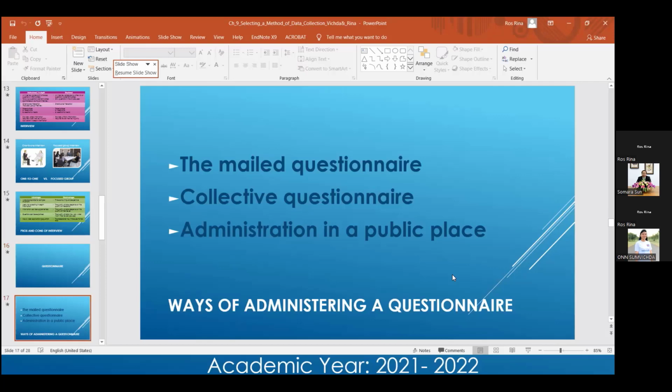And here is about the way of administering a questionnaire. So we have three. We have the mail questionnaire. So the mail questionnaire, as you know, is something where the researcher prepares a list of questions, and then sends it through mail to the respondent, to someone, or to the people that they want to get the answer from.